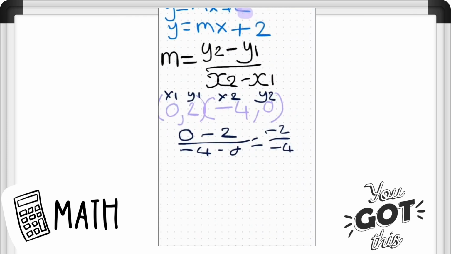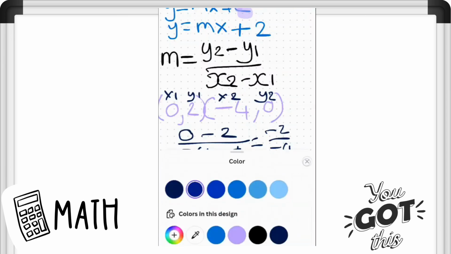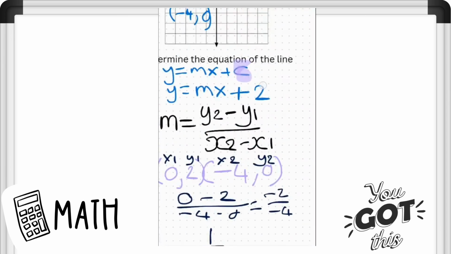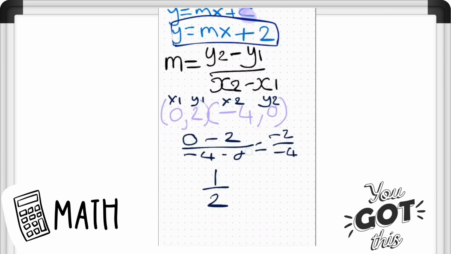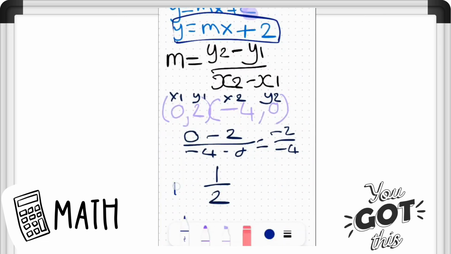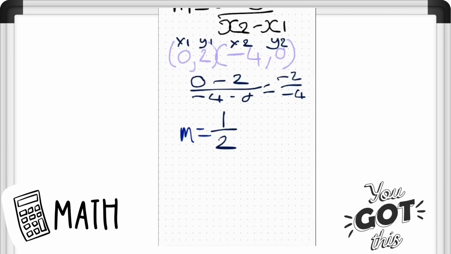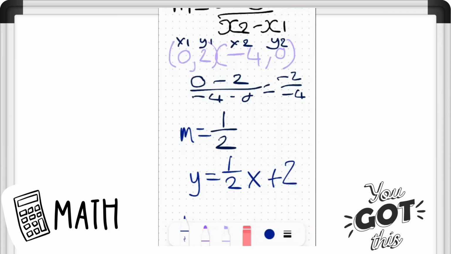And if we simplify that, we are going to have negative divided by negative, which is a positive, and that gives me a half. So if I go put that back into my original equation that I had at the top, y equals mx plus c, this one over here, I now have the value of m, because we just worked it out. So our final answer is going to be y is equal to a half x plus 2. And that is it.